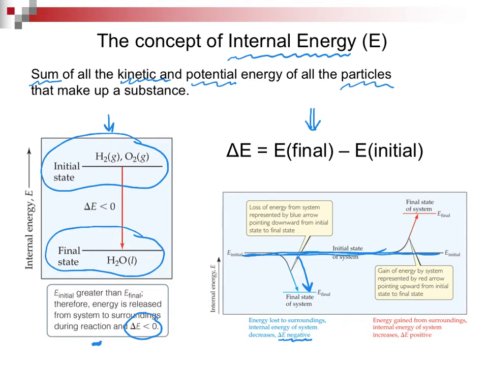If I look on the right-hand side, so I'm going to draw a line right here, I see my arrow is going in the upward direction. That says that energy is being gained from the surroundings, and that will be giving me a positive delta E.